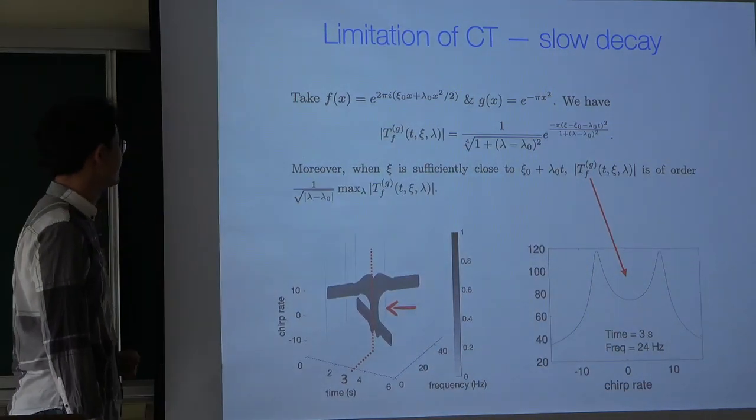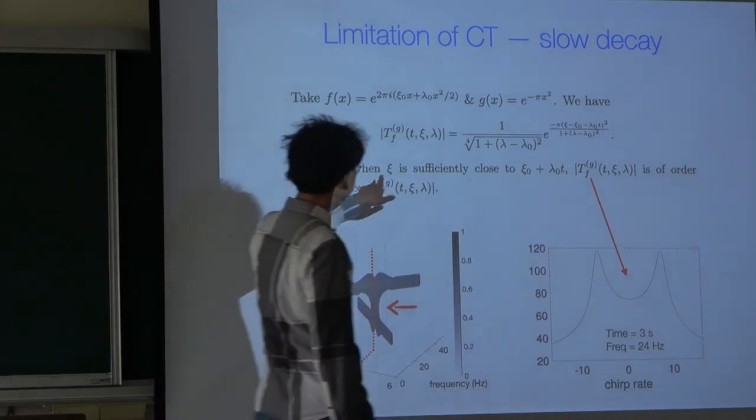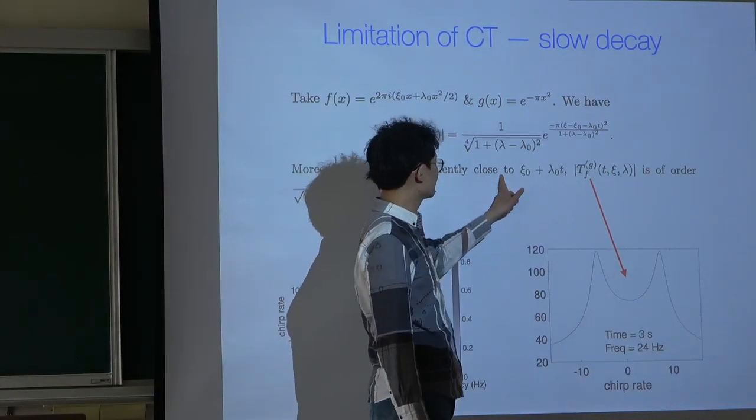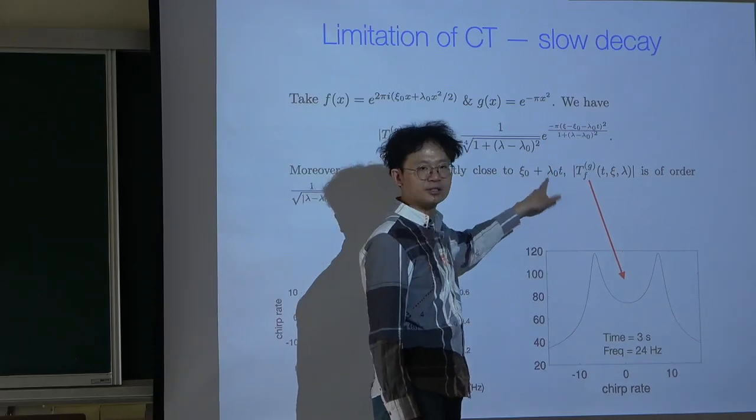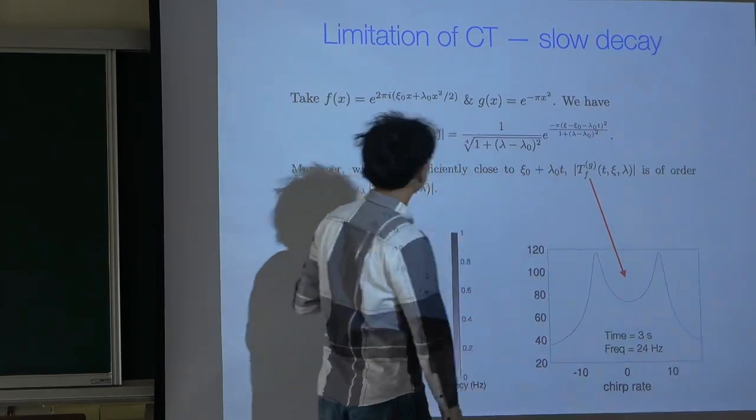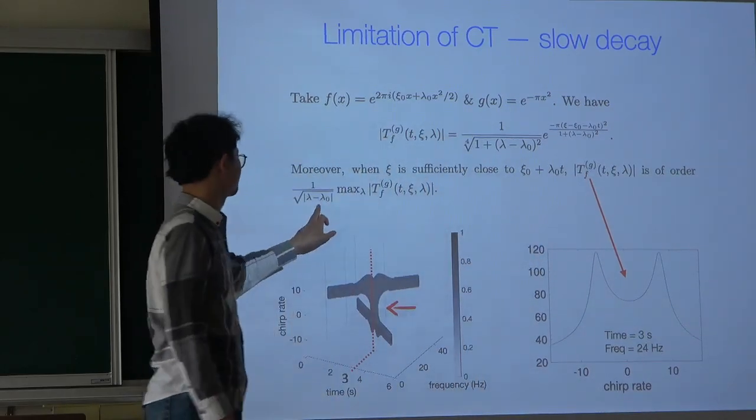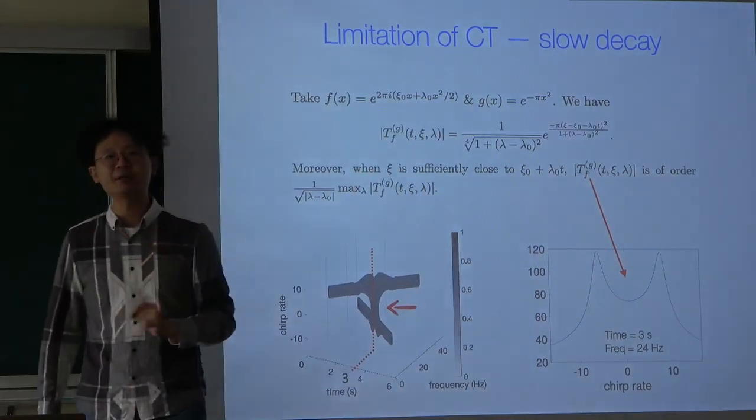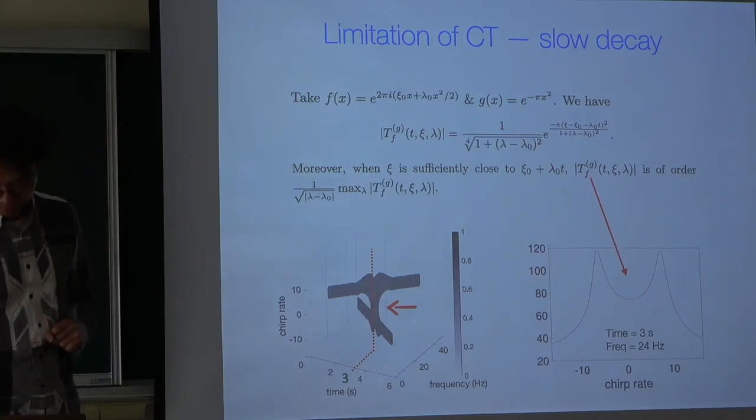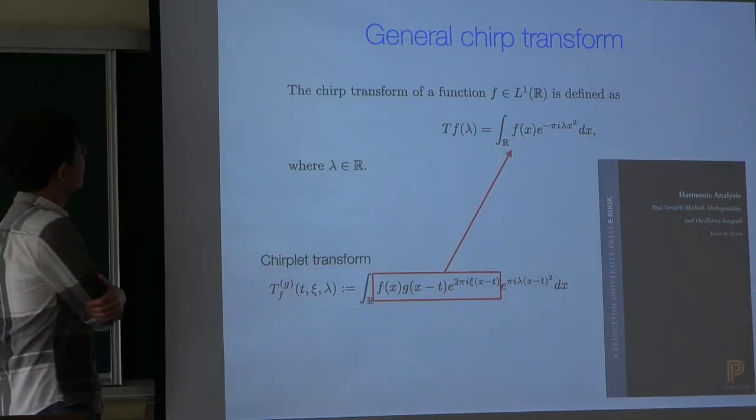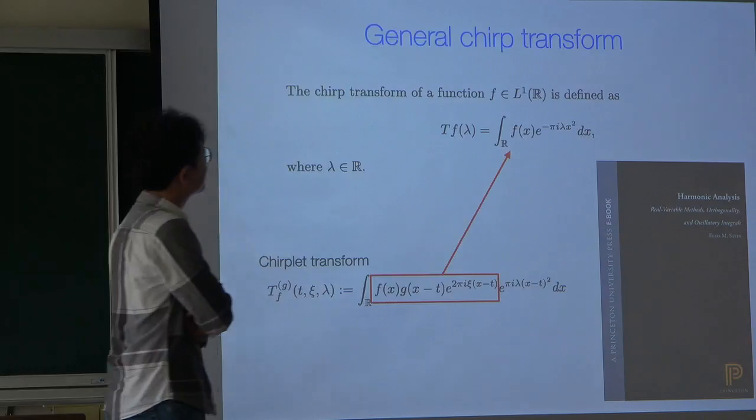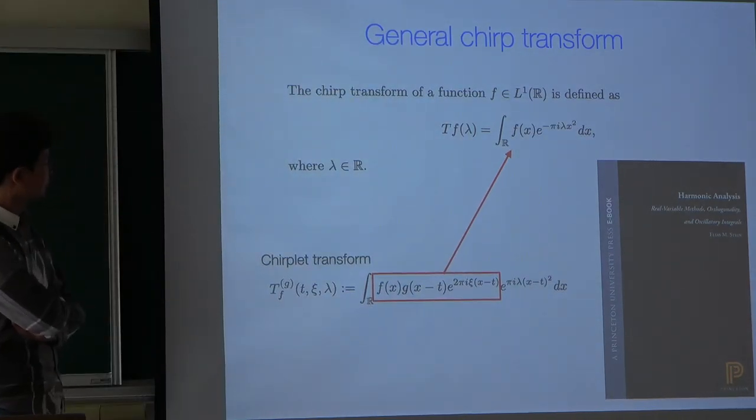So it has this limitation, because when c is sufficiently close to the interference part, then the Chirplet transform is of order, just this order, not very good. The decay is not very good. Okay, so let's come back to the general chirp transform.